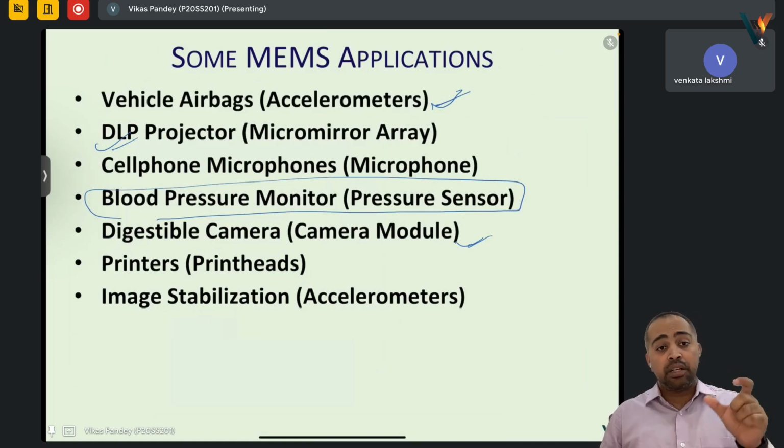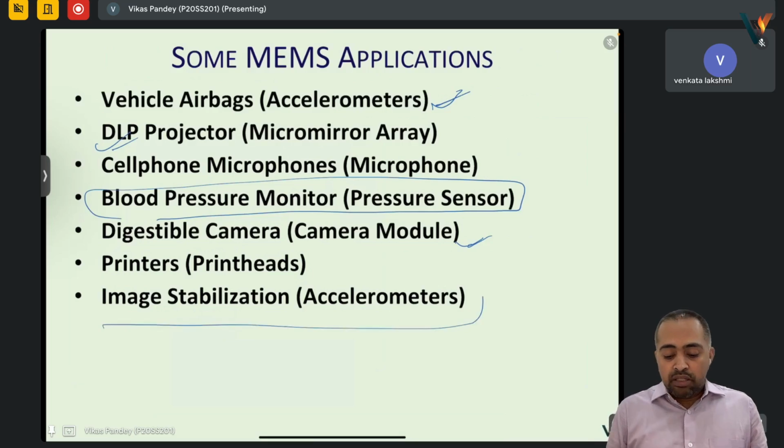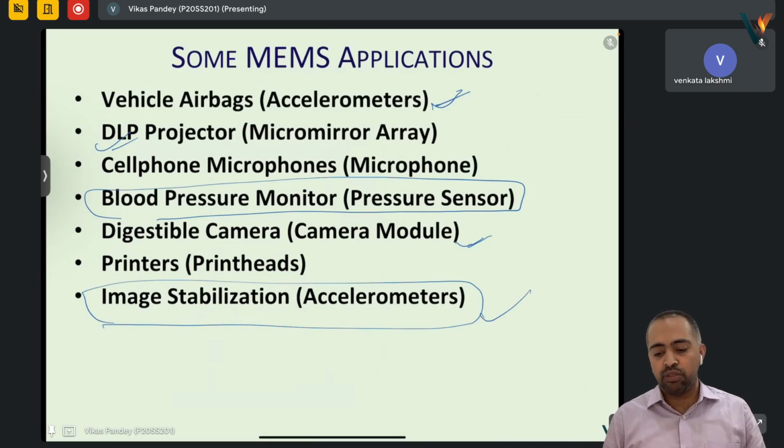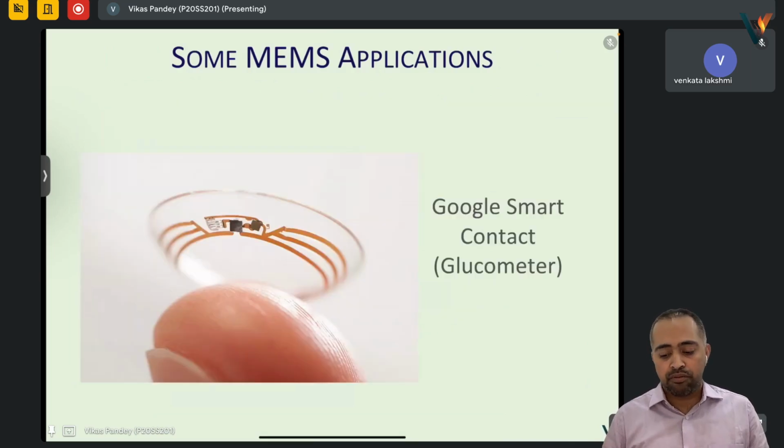Okay. Printer. In the inkjet printers, you see this cartridge. If you take it out, on the top there is the area from where ink comes. That print head is made using MEMS. Image stabilization: nowadays camera phones use a lot of image stabilization. That is again possible using the accelerometers we get from MEMS.